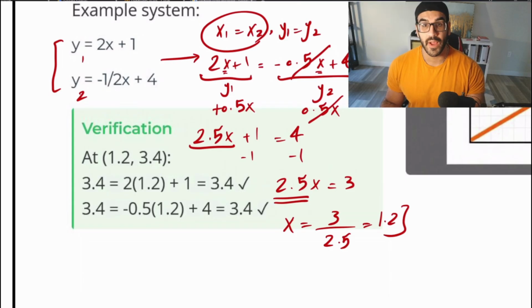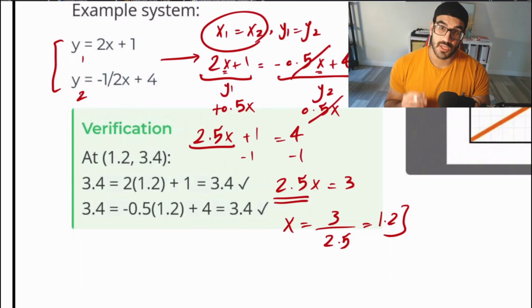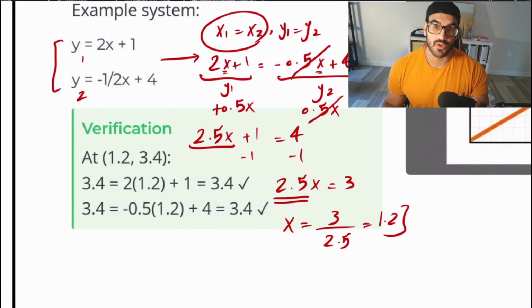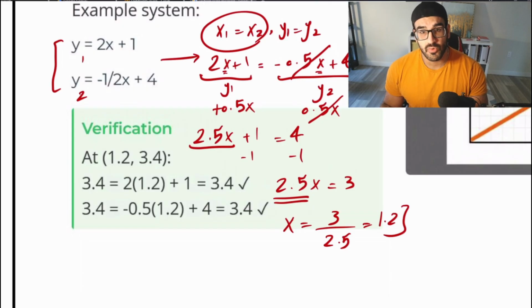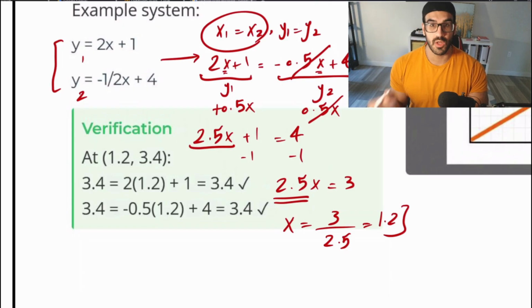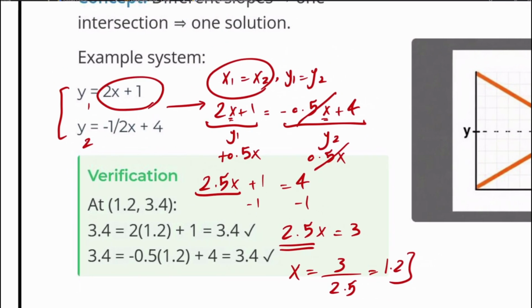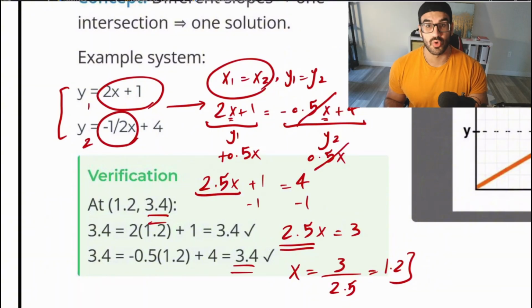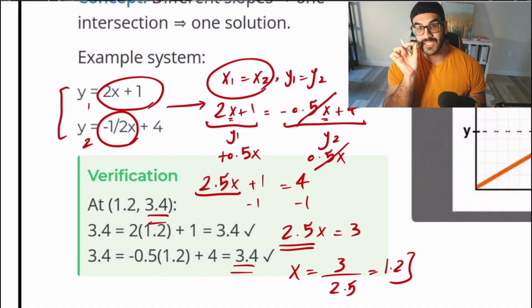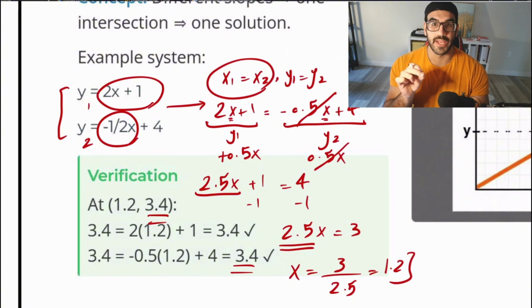It means that right now I found the point, or at least the x part of the point, where I know for a fact that those y's are going to be the same as each other. How can I prove it? Easy. Just put this 1.2 inside each of those equations, and you have to get the same y. So what would happen if I put 1.2 over here? I'm going to have 3.4. If I put 1.2 again over here, I'm going to have 3.4. So right now I know for a fact that this specific point is the one and only intersection of these two lines. Simple as that.